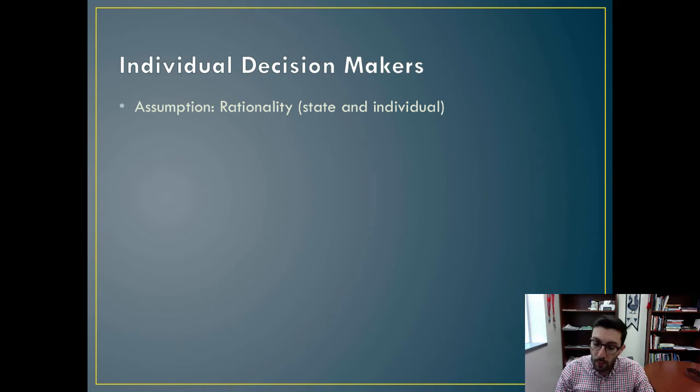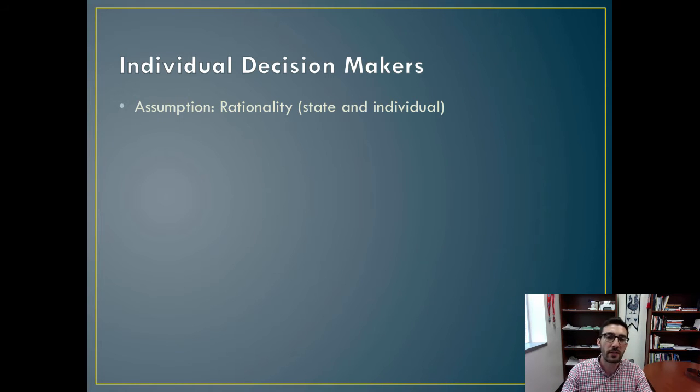But a really important caveat to this is that it assumes that individuals are rational actors, both the individuals themselves and the state that they are representing. And this is the assumption of rationality, which we've talked about before, where individuals or states will pursue self-interested goals. We assume that they want to achieve these goals and they will do things in the service of accomplishing them. That's what makes it rational.